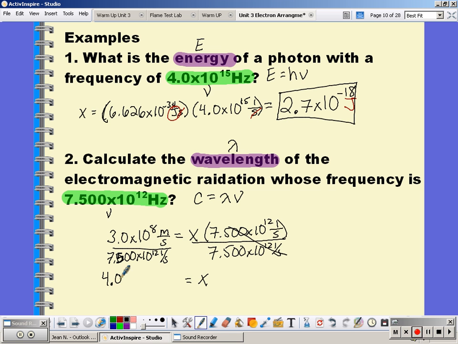Now for our units, you have a fraction being divided by a fraction. So if you take the reciprocal of the bottom fraction, you would have meters seconds divided by seconds. So the seconds actually cancel out and leave us with just meters. Meters is the unit for length, which makes sense for wavelength.